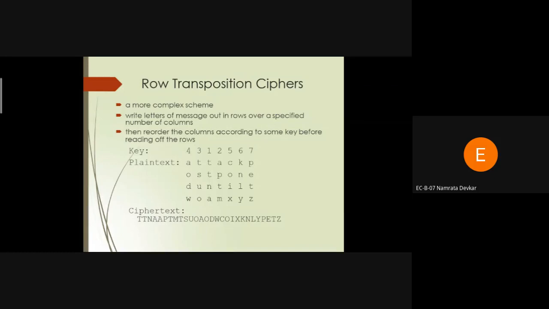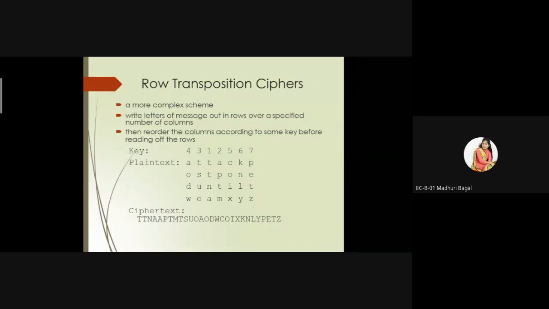of numbers. So if the given key is a random number, then we have to arrange the ciphertext in a sequence of numbers. So always we have to start with 1 and end with the last number. Okay, so this is the row transposition cipher. So have you understood the row transposition cipher?